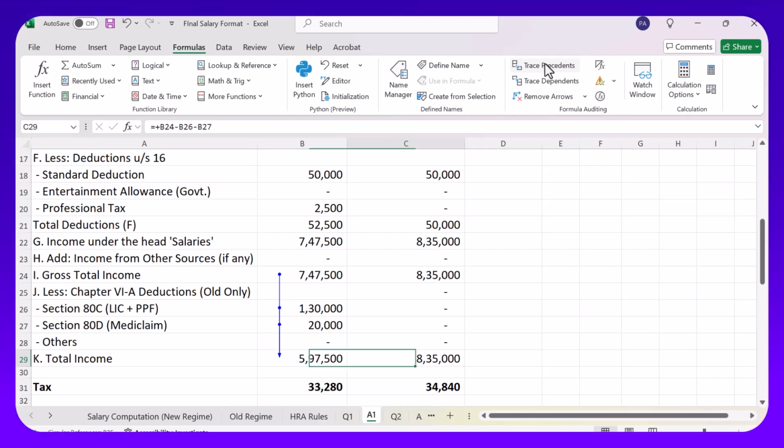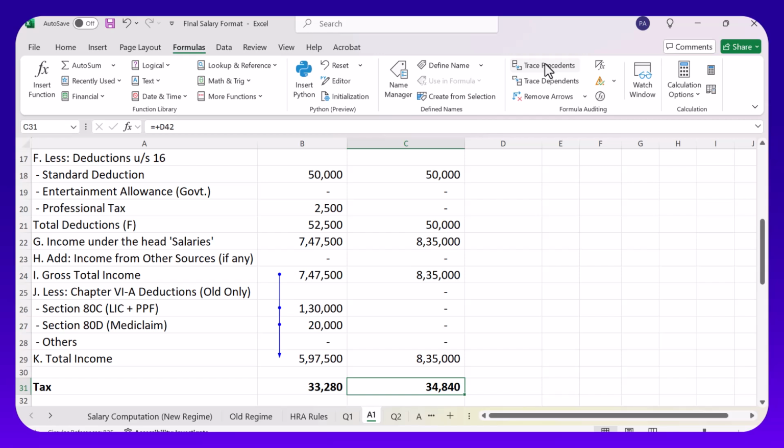Under the new scheme, the taxable income is 8,35,000. Under the old scheme, it is 5,97,000. So now you calculate the tax. I'll just show you how the tax has been calculated. Under the old scheme it is coming to 33,280. In the new scheme, it is coming to 34,840.